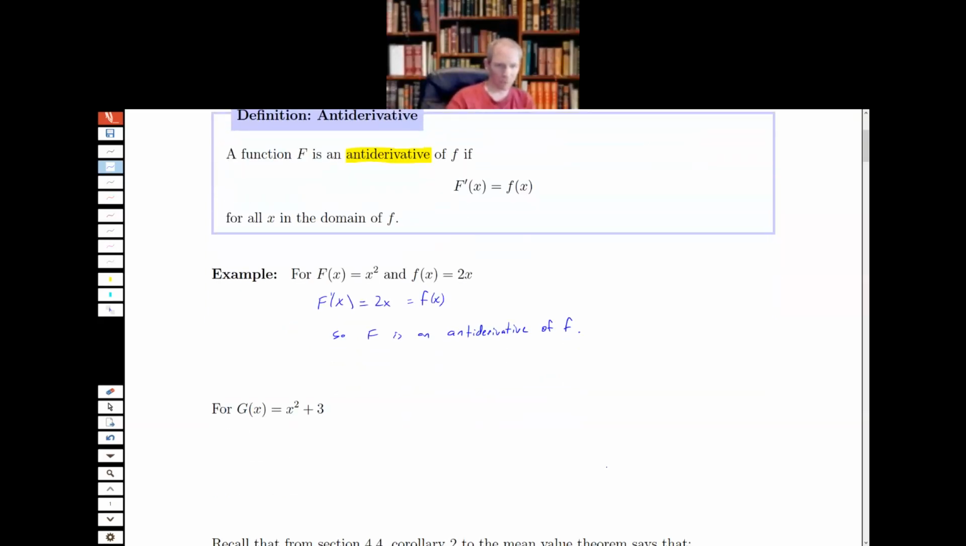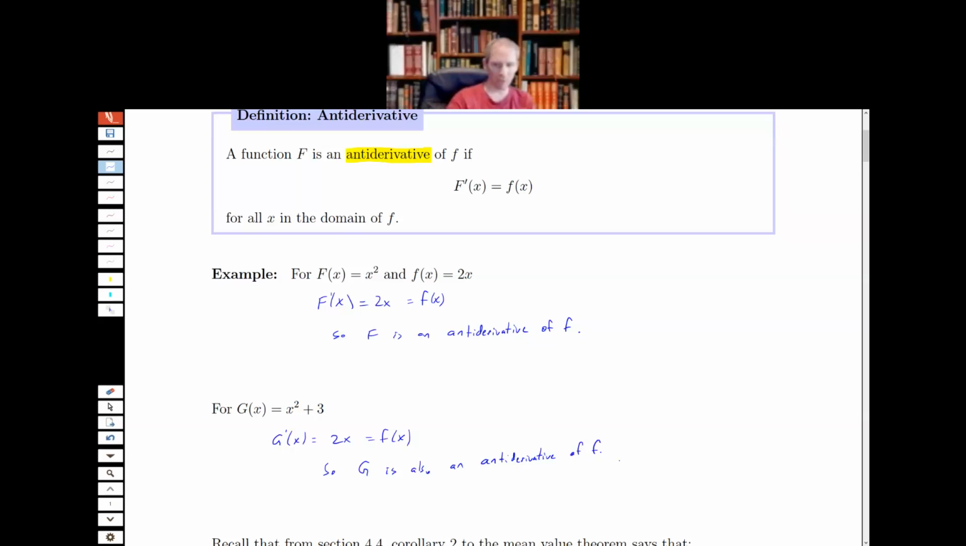Okay, suppose I look at G of x as x squared plus 3. Then when I take the derivative of capital G, I get 2x, and that's also equal to little f. So capital G is also an antiderivative of little f. Okay, so the first thing that we notice in our first example here is that antiderivatives are not unique.